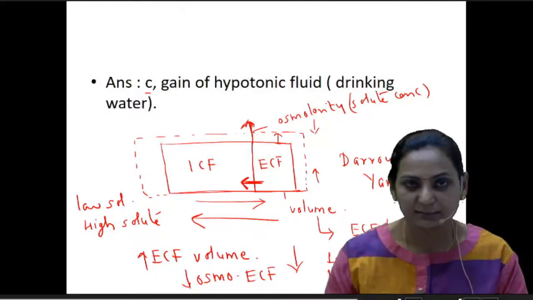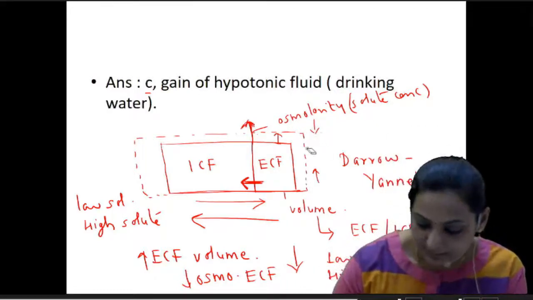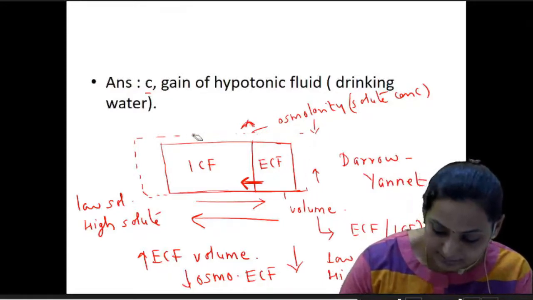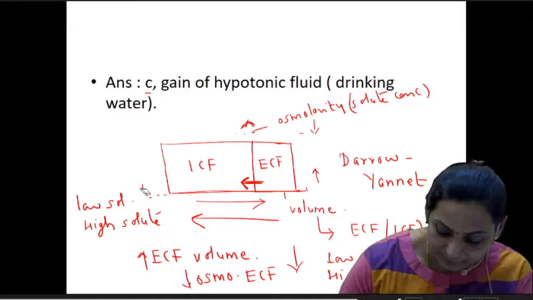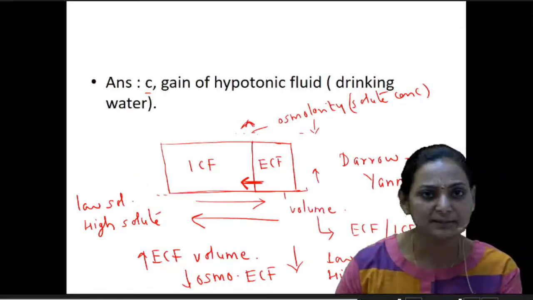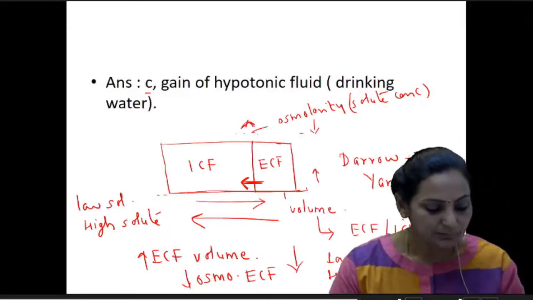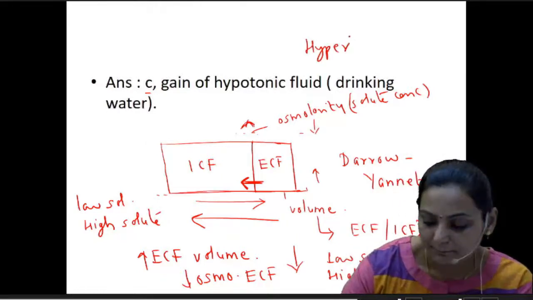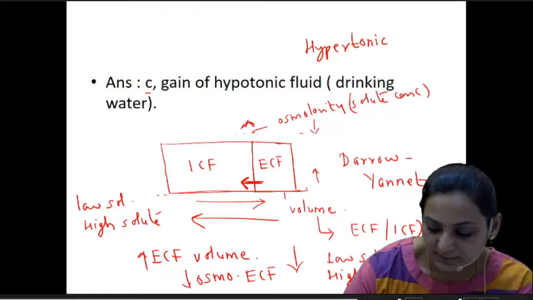Now just take another example, okay? Just take another example so you will be cleared better. Let us take a different example. Again, this is my normal status. Now just take ingestion of hypertonic saline ingestion.